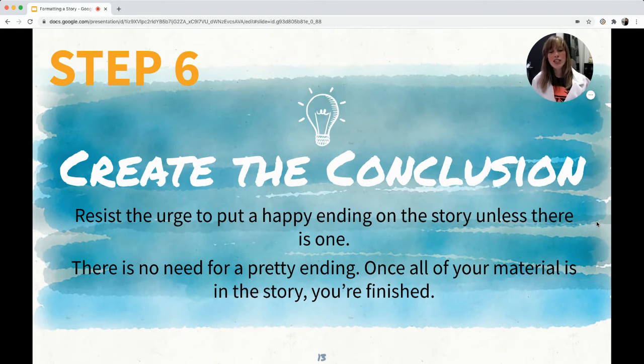Number 6, create the conclusion. Okay. You do not need to put a happy ending on your story unless there's a happy ending. Don't do it. There's no need for something pretty to tie it all up with a nice little bow. Once the material of your story is finished, you're done. But note this, if you're listening, I'm giving you the best information I ever could, and it's this. The most perfect way to end a story is on a quote.